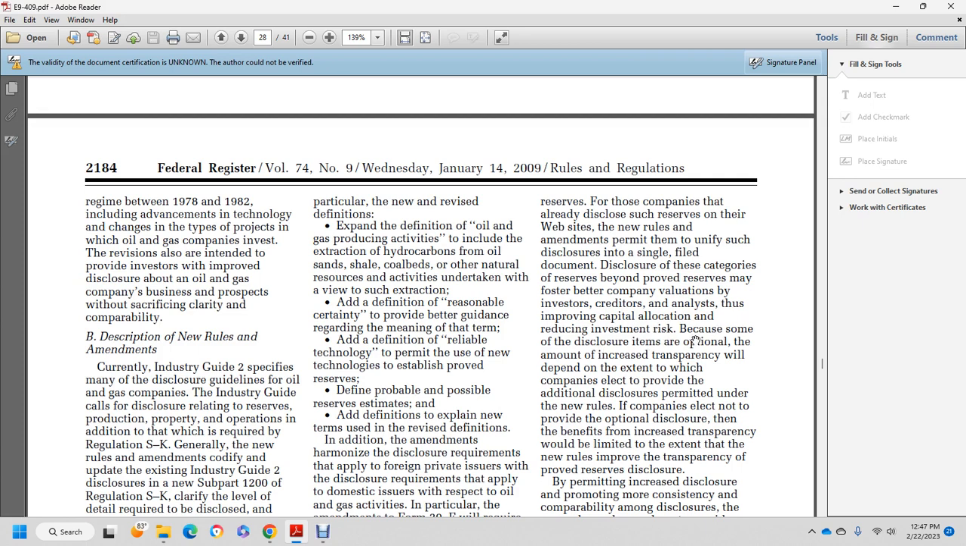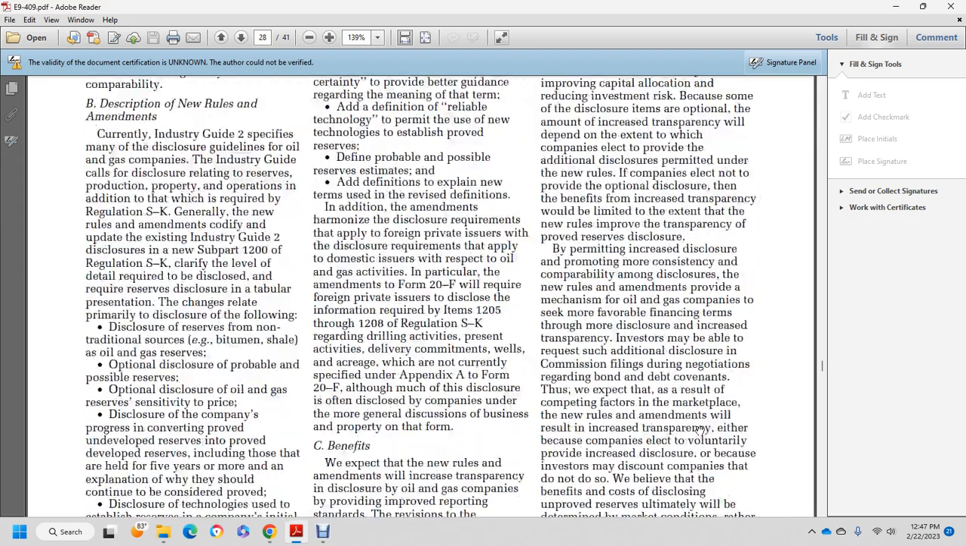But some of the disclosure items are optional, so the increase in transparency depends on the extent to which companies provide the additional disclosure permitted under the new rules. If the company elects not to provide the optional disclosure, the benefits of increased transparency would be limited, though the new rules improve the transparency of approved reserve disclosure.